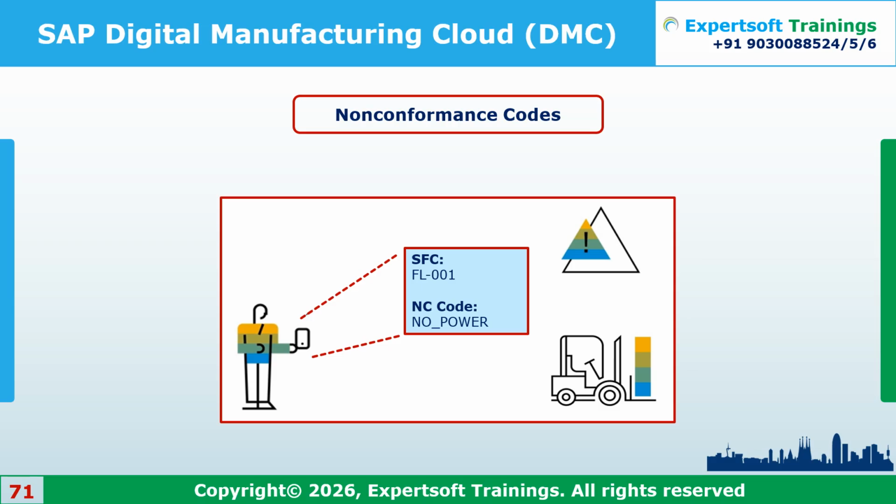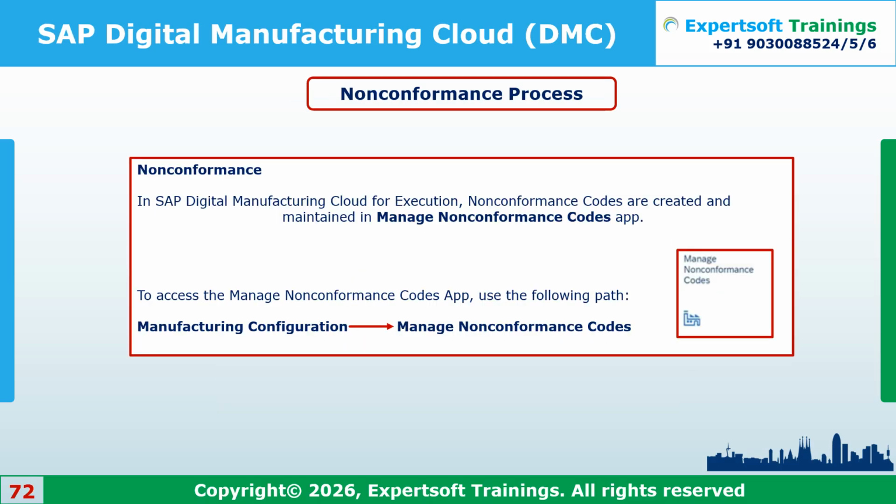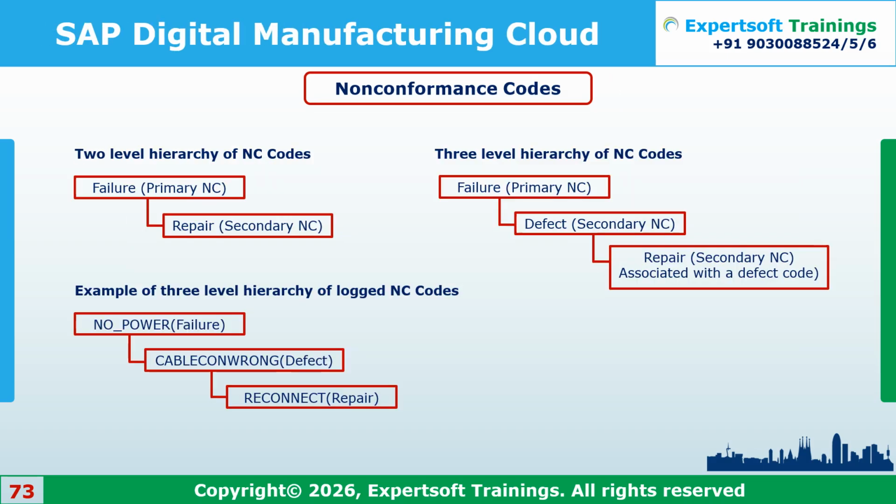So again, we have a specific app to define the non-conformance codes. This is the manage non-conformance codes app, where we can define and assign the subsequent steps to that specific code. You can relate these non-conformance codes to the catalog codes, or the group, code group, and coding, and so on.